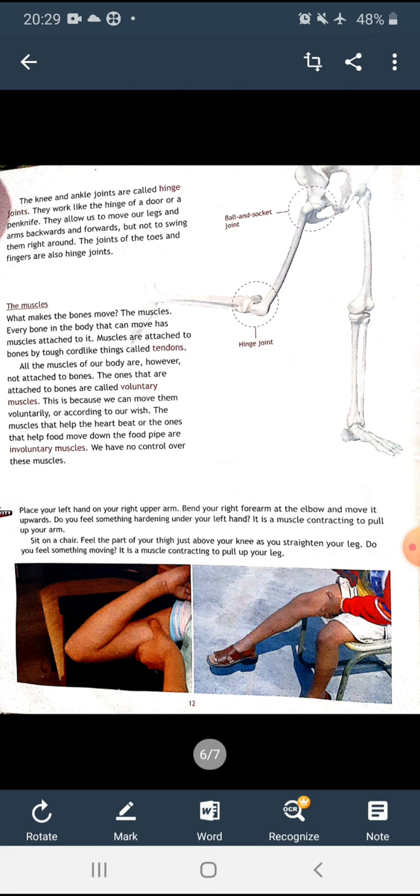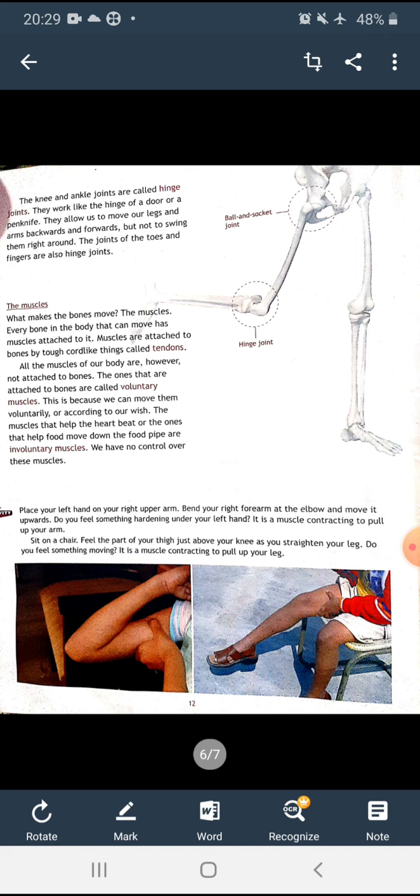And not all the muscles of our body are attached to the bones. If they are attached, they are called voluntary muscles, because we can move them. Voluntary means according to our will and our wish we can move. And muscles that help the heartbeat or ones that help push food down the food pipe are involuntary muscles. We have no control over these muscles.